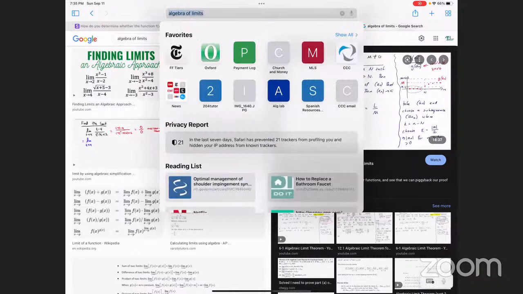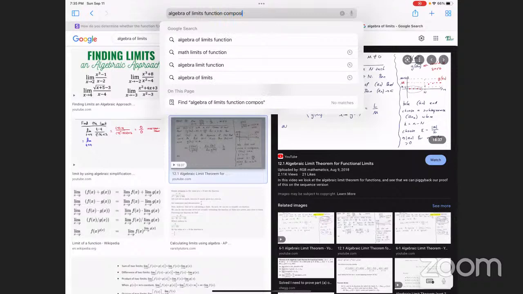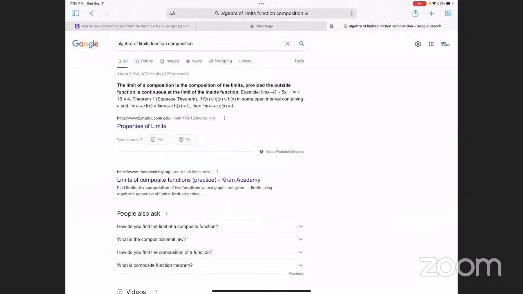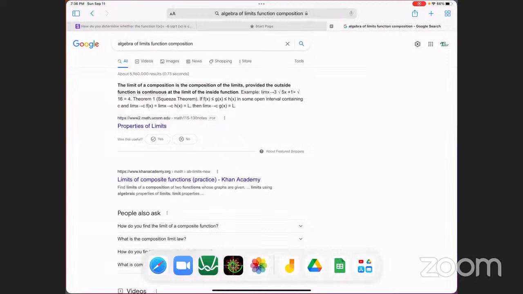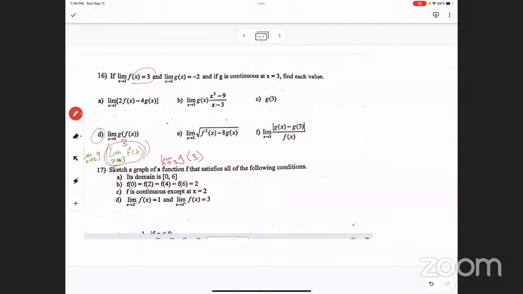Algebra of limits. Let me type in function composition. The limit of a composition is the composition of the limits, provided the outside function is continuous at the limit of the inside function. So there it is. The limit of a composition is the composition of the limits. See how we have a composition of functions here? That's what I've written out here.